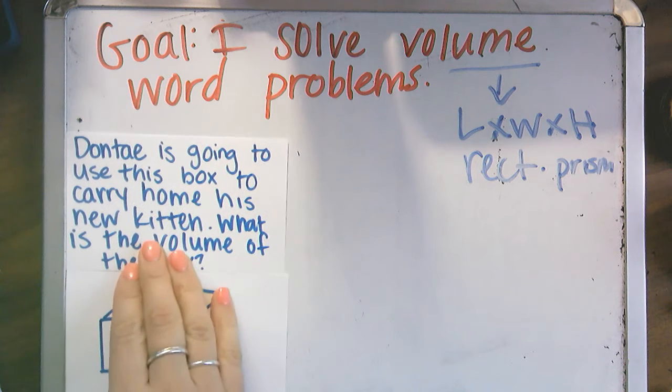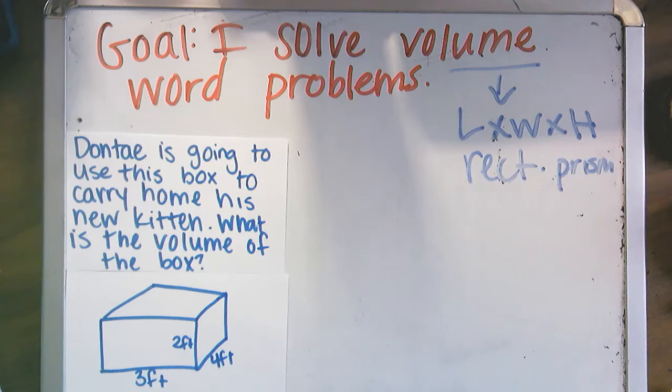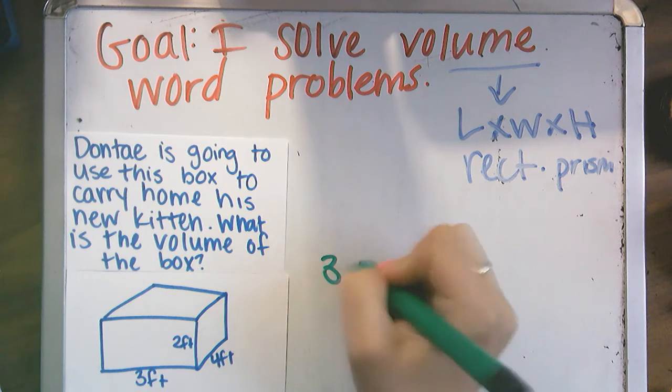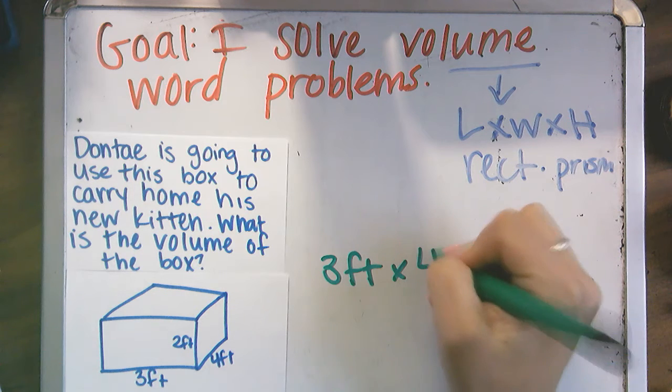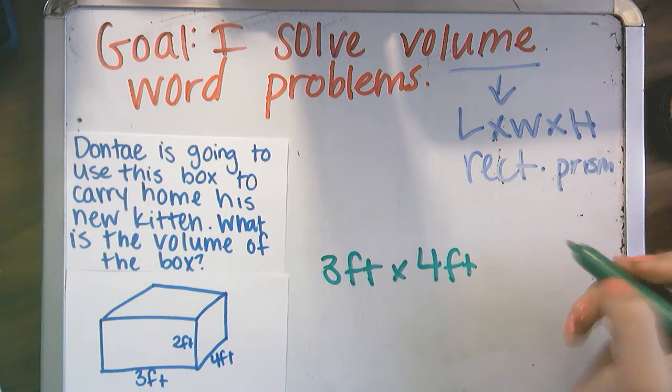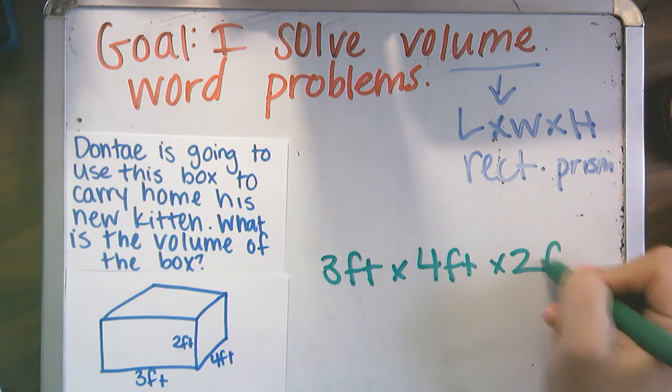So the first one says Dante is going to use this box to carry home his new kitten. What is the volume of the box? And then I have a picture. So with that, I can determine the length is 3 feet. The width is 4 feet. And the height is 2 feet.